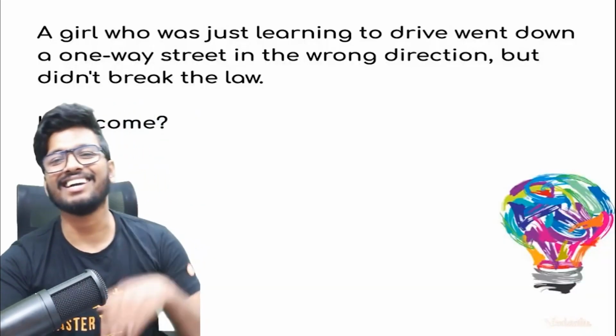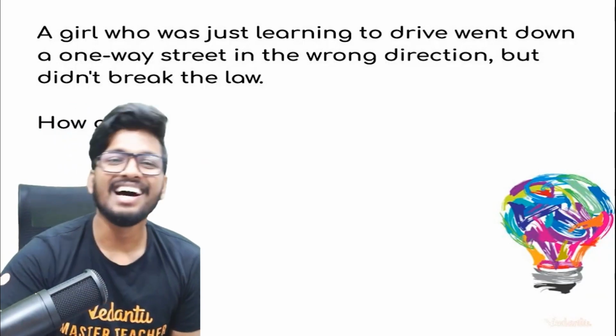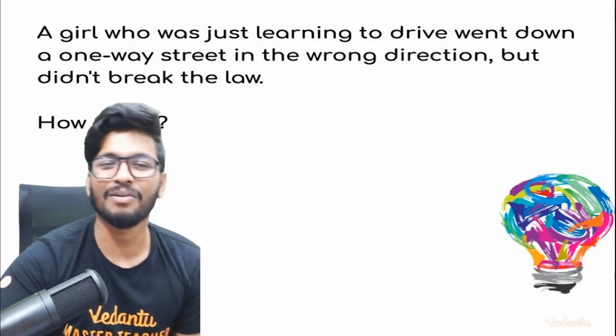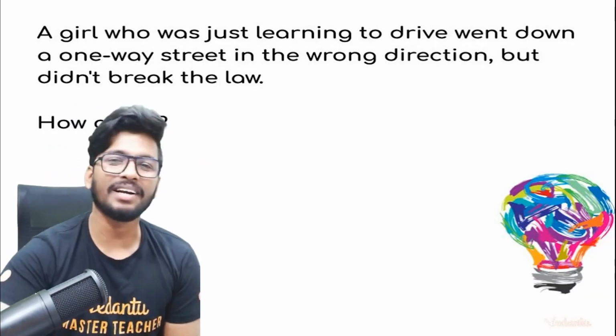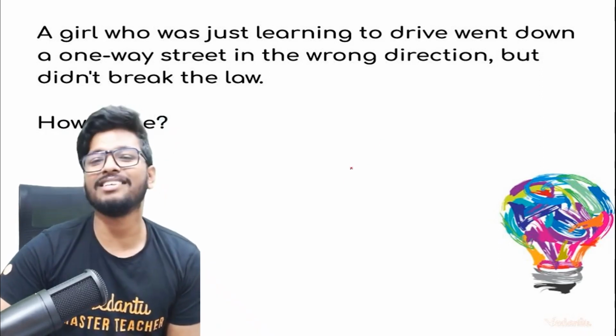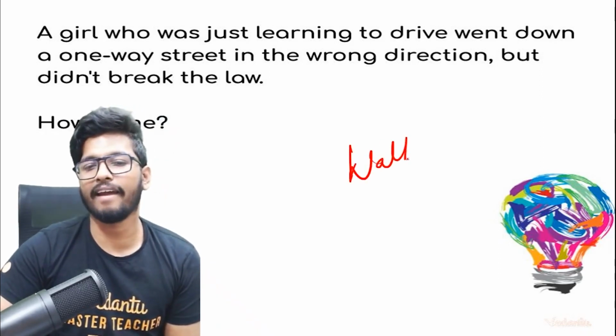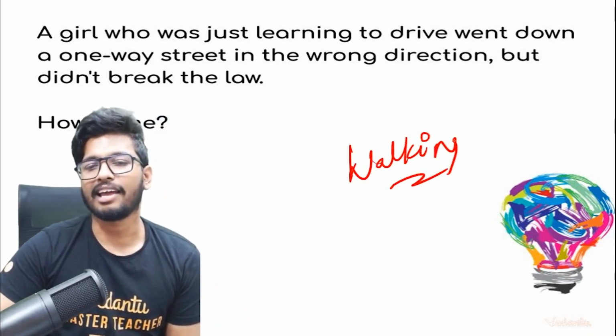With that said, guys, the answer to this riddle was this. A girl who was learning to drive went down a one-way street in the wrong direction but didn't break the law. How come? Because she was walking.